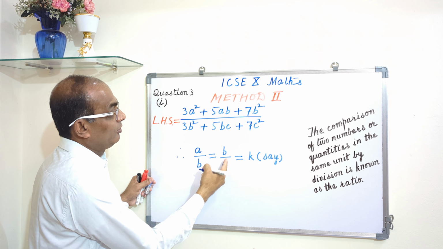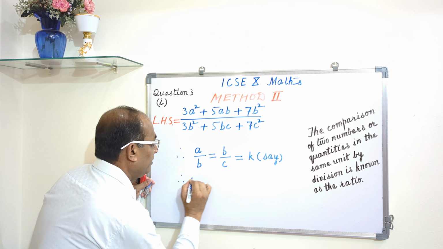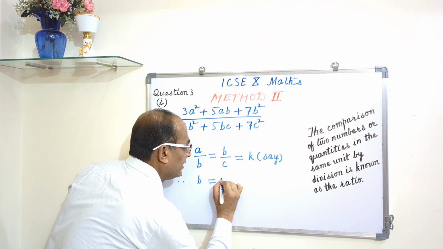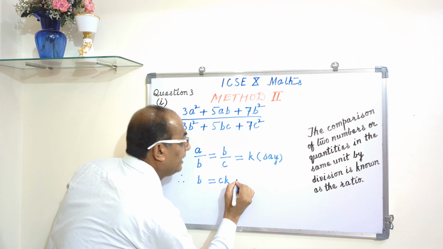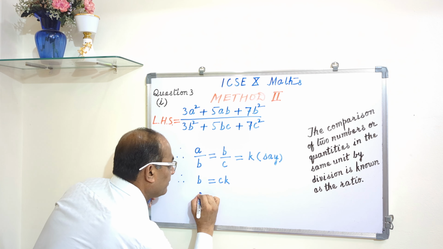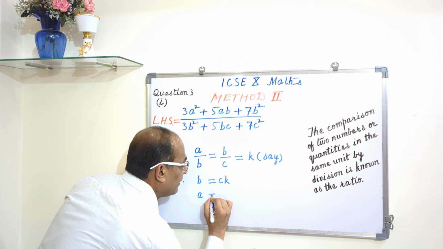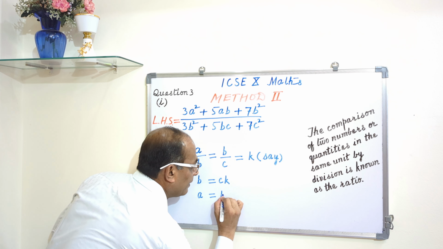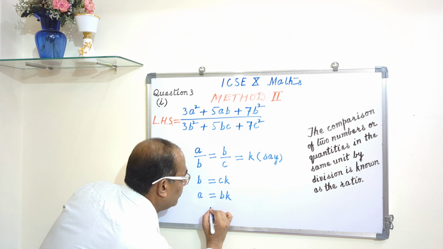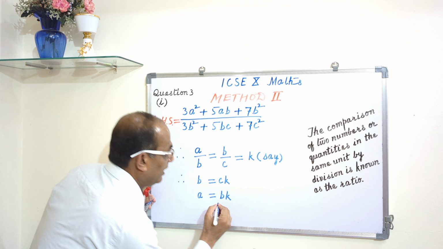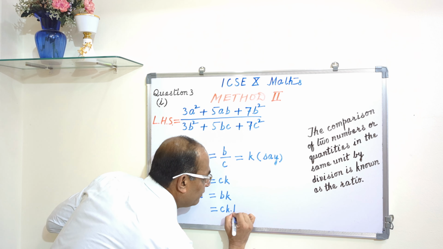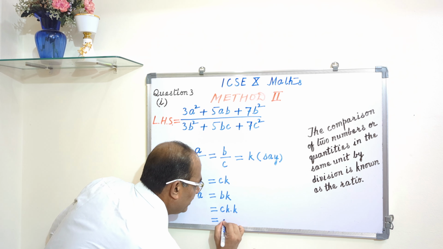So from here we can write down B is equal to CK. Therefore B is equal to CK. And A is equal to BK, but B is how much? CK. So in place of B, if you write down CK, you get CK into K, and that gives you CK square.